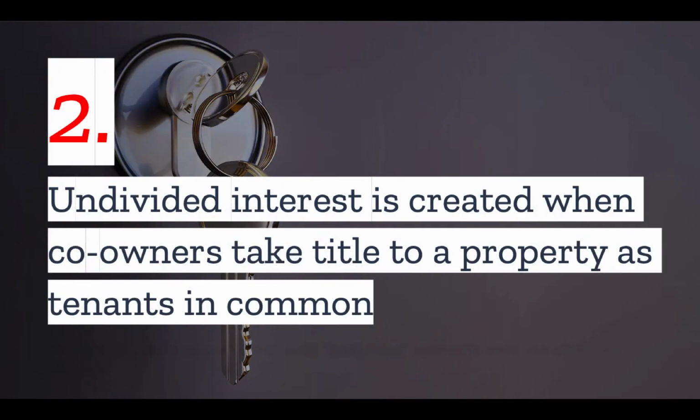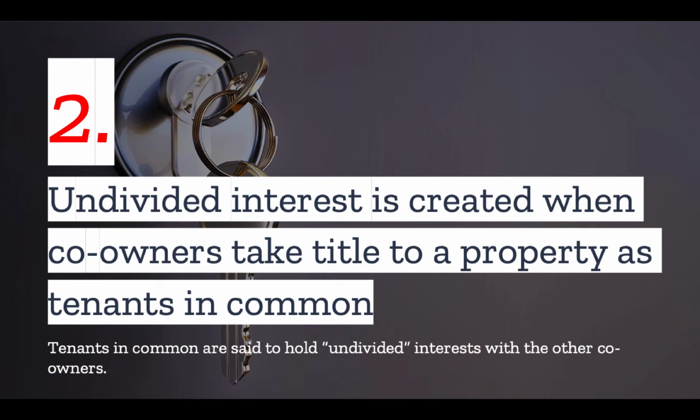Which leads us to number 2. How is undivided interest created in the first place? Well, the rules vary from state to state, but you will often see undivided interest talked about when 2 or more people take title to a property as tenants in common. Now, I know that this doesn't fully illuminate the issue for you, but essentially tenants in common, whereby each owner owns a separate percentage interest in the property, and they are free to gift, sell, or distribute their interest to their heirs without needing approval from the other co-owners. In this way, tenants in common are said to hold undivided interest with the other co-owners.